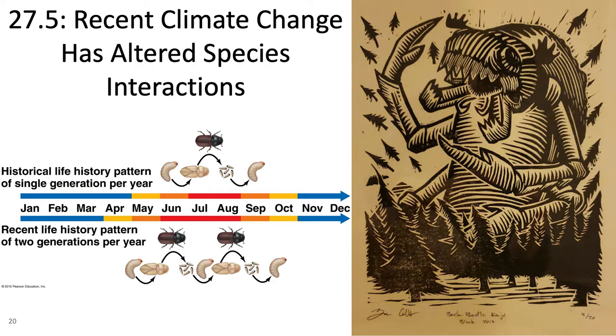One other thing that your textbook talks about is in the Arctic, red fox ranges have been expanding northward with increasing temperature and are actually starting to outcompete Arctic fox populations because they've been able to move into those areas, and so you're seeing increased competition between species as other ones expand their range.